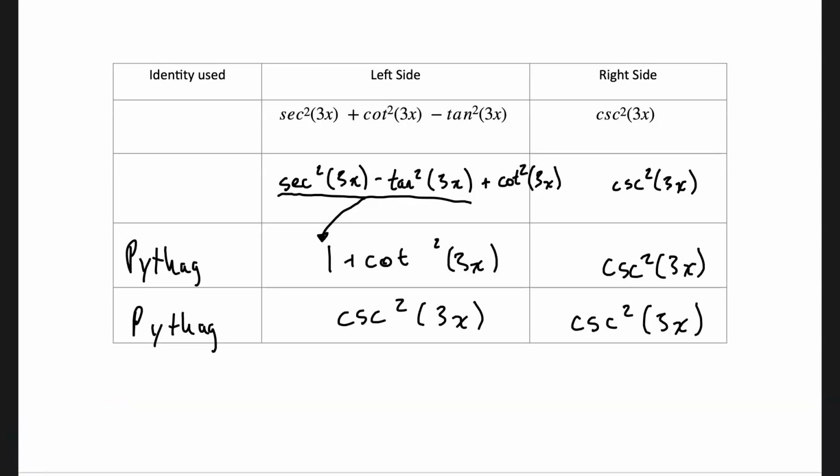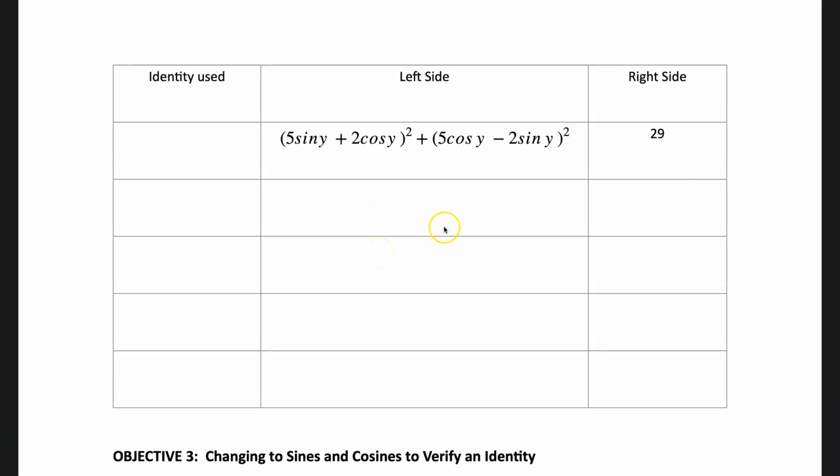So let's move on to the third. Here we have our third proof: 5 sine y plus 2 cosine y, squared, plus 5 cosine y minus 2 sine y, squared. Here we have to do the crucial step of factoring first. Once we factor, we'll be able to see what kind of identities we can use to solve this type of problem. In this problem specifically, these 3 steps won't have an identity.